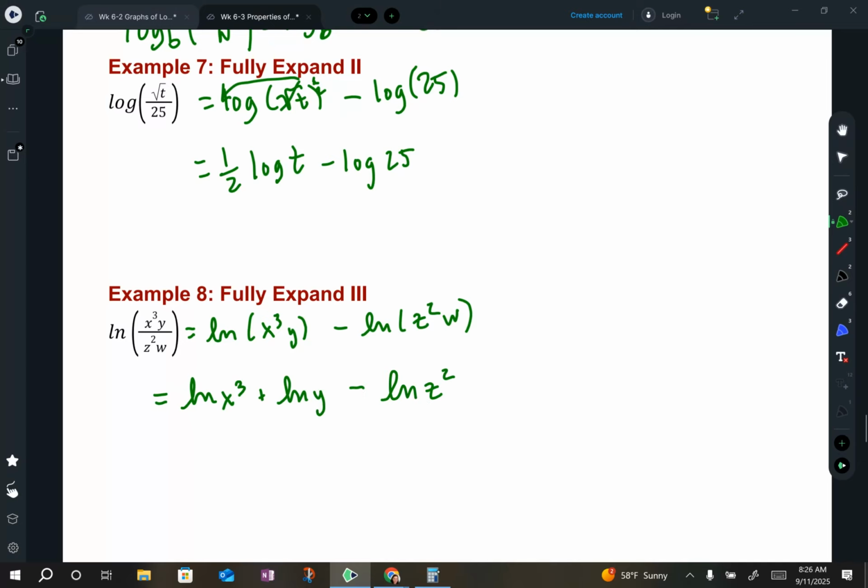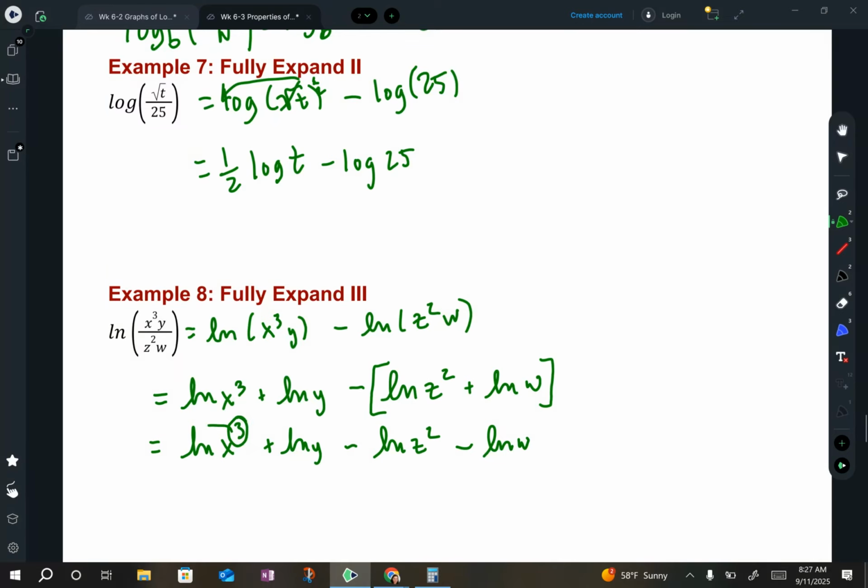And be careful here. You can put a bracket around this, plus the natural log of w. You need to be careful there with your sign because the whole natural log product is being subtracted. So we need to subtract the natural log of z squared, but also once we distribute this, we'll be subtracting the natural log of w. It was in the denominator originally, so we know it should have a negative coefficient. All right, and now let's go ahead and distribute that. So natural log of x cubed plus natural log of y minus natural log of z squared minus natural log of w. And finally, we use our power property.